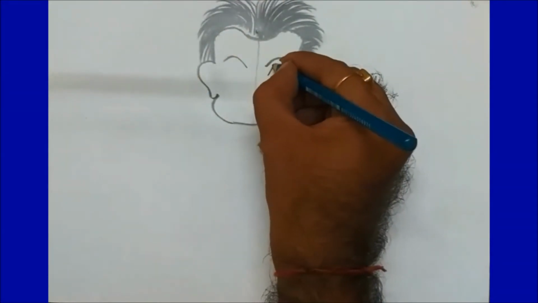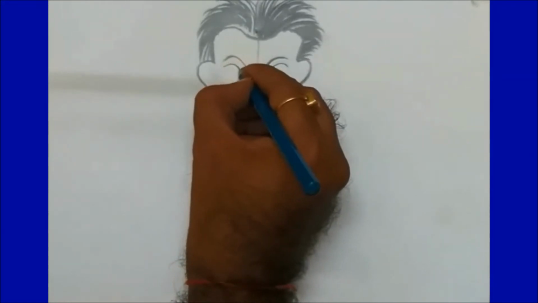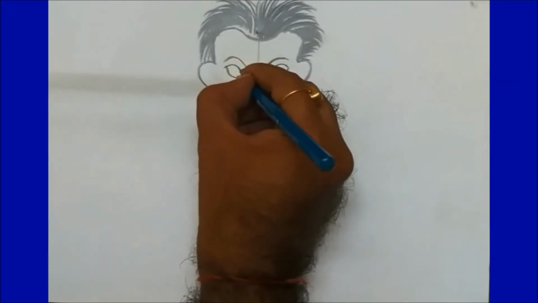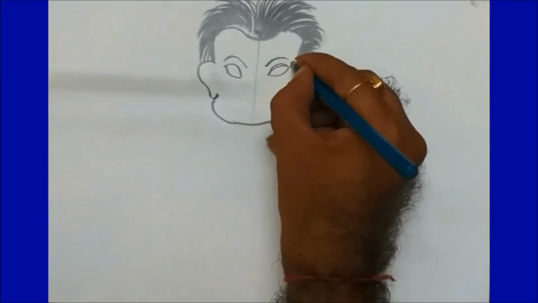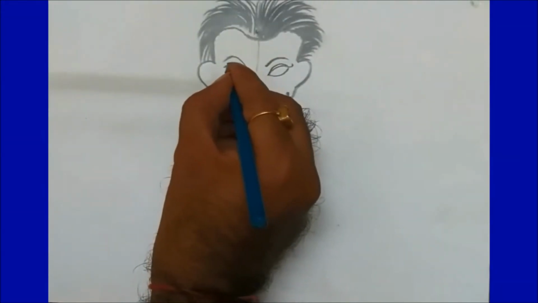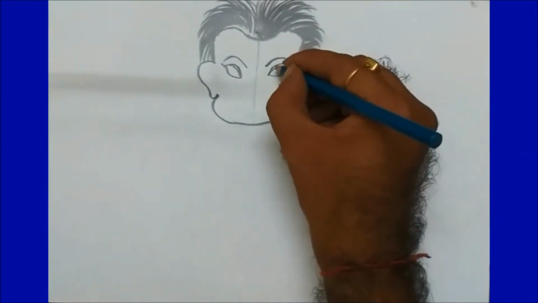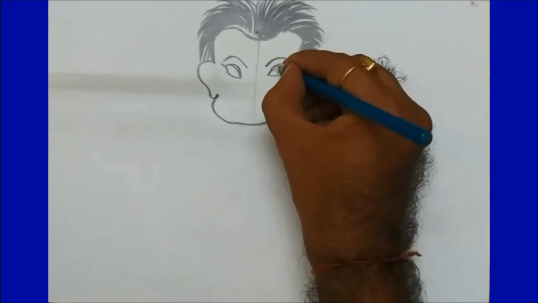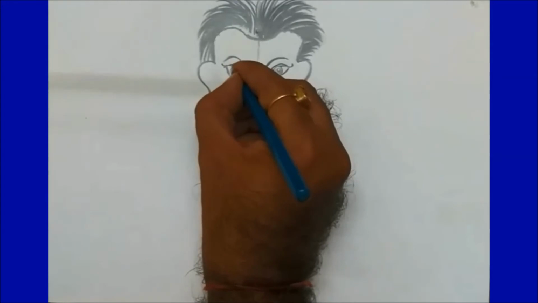One curve for the eyes, again one curve for the eye portion, one closing eye portion. Here one more eyelid, again one more eyelid, where the eyelashes have settled down. Make the eyes dark, and a small round inside. Again the same thing inside, make it dark and a small round inside.